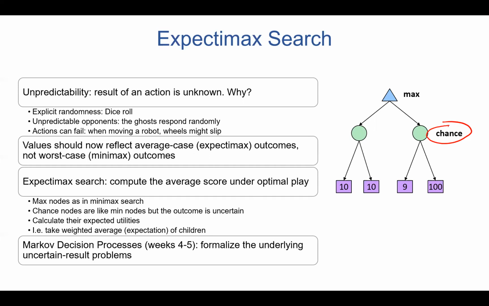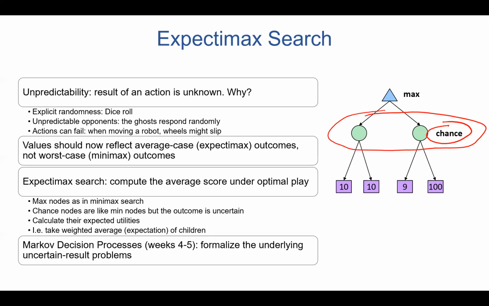They're just rolling a dice, and there is an explicit randomness that you have involved. Basically, at this layer, you are adding explicit randomness, because your opponents are unpredictable. The ghosts respond randomly, and actions can fail, right?